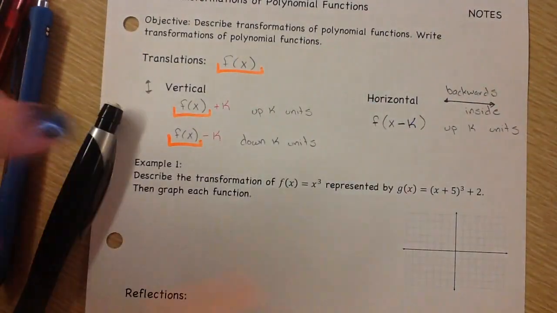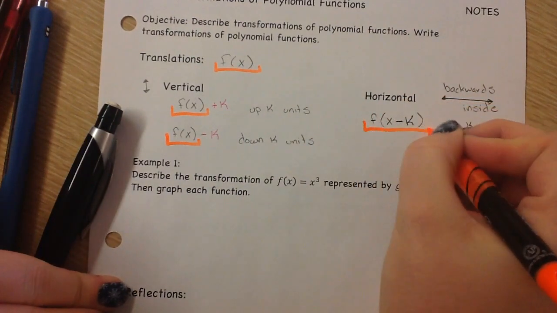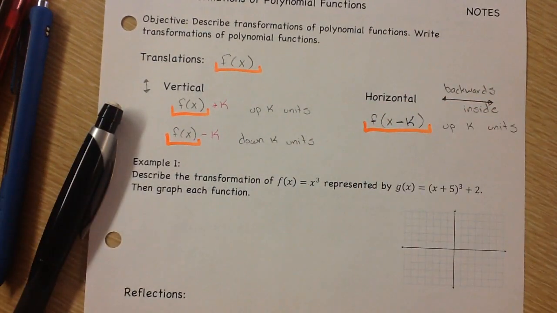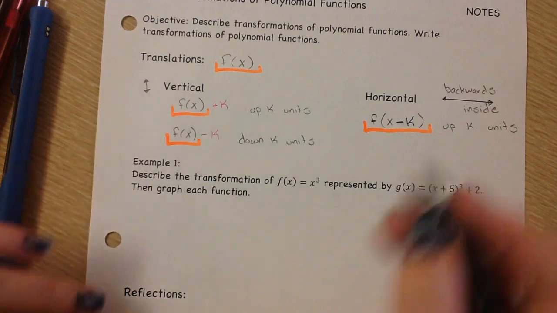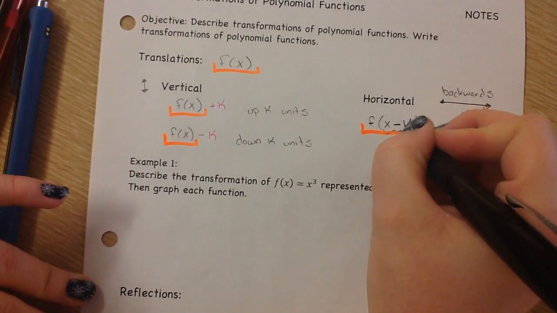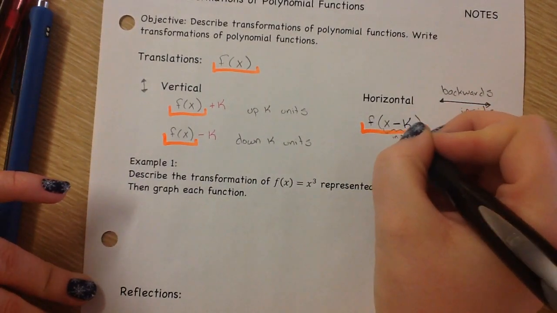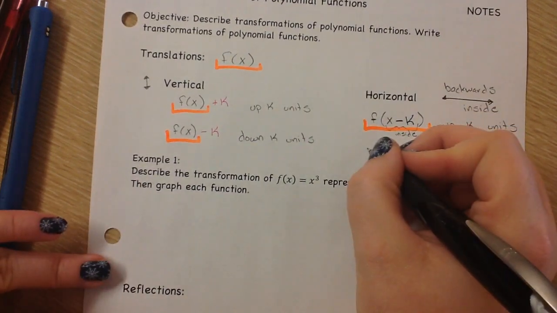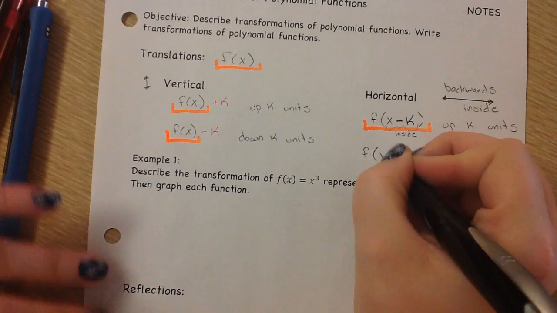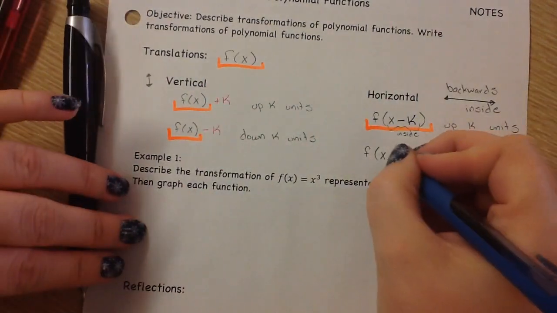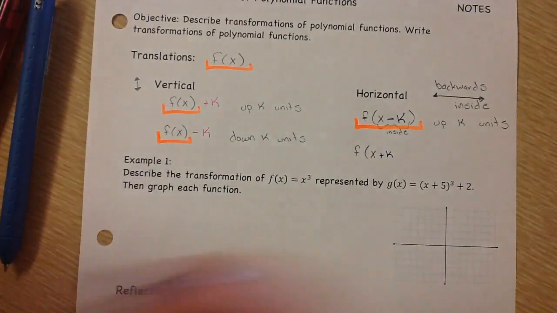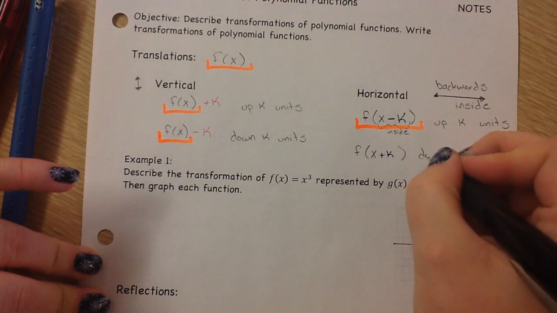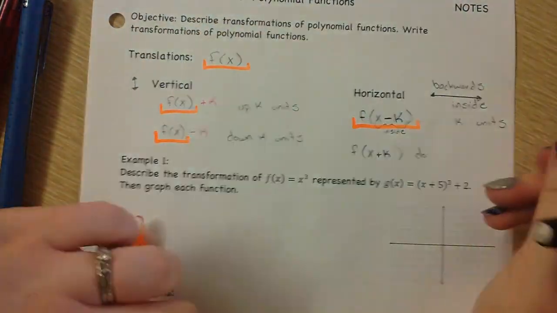If you notice, this applies inside the function. That's my whole parent function. It's f of x minus k. This goes inside the function. And f of x plus k is going to move it down. Oh, up. Anybody catch my typo there?